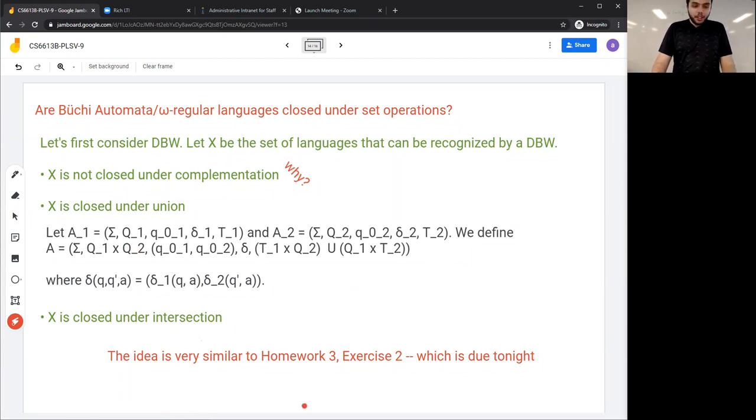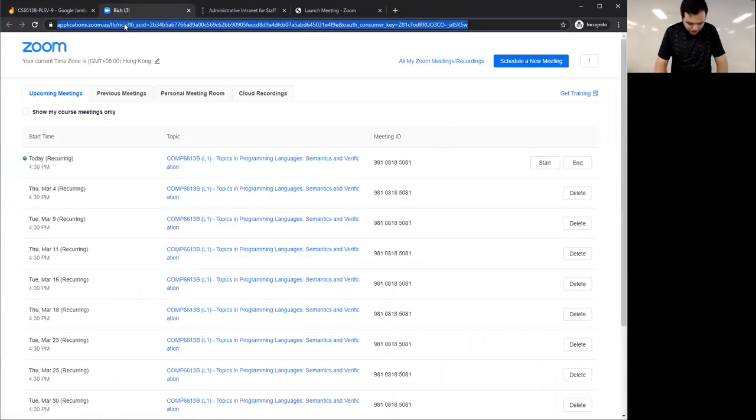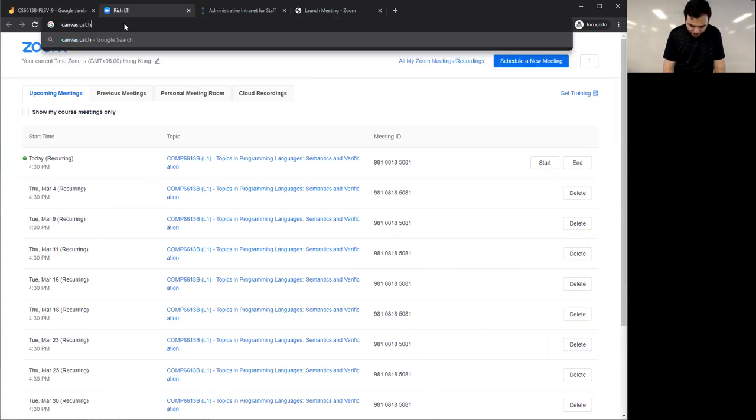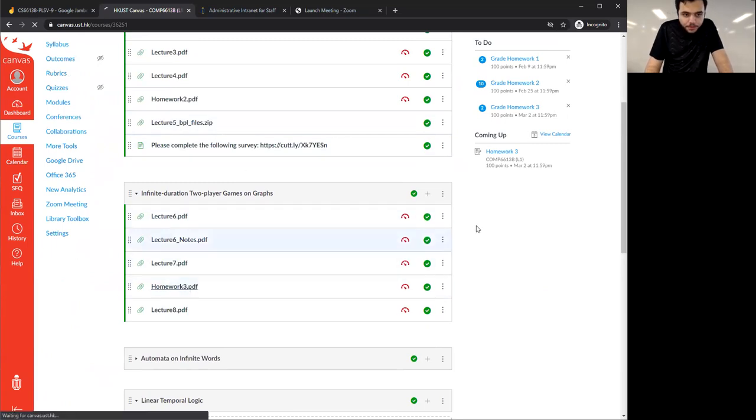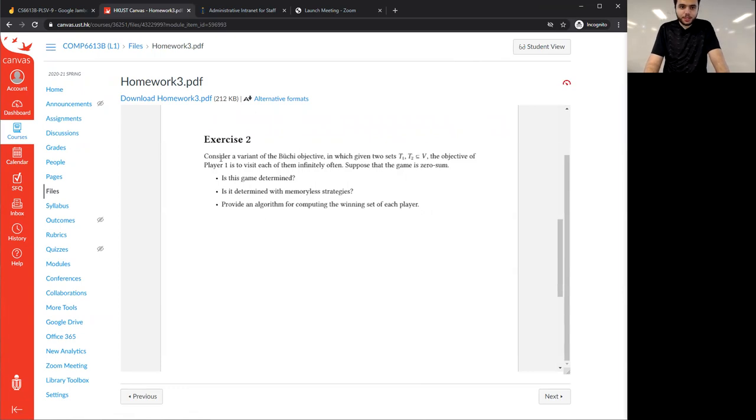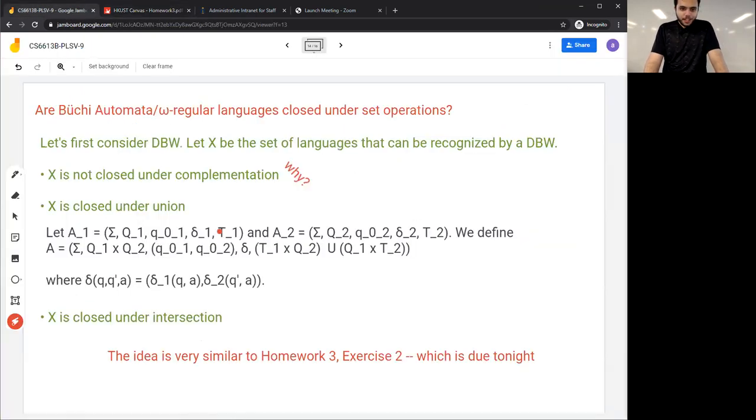It's also closed under intersection. I'm not going to give you the solution for that, because it is basically exercise 2 in the homework that is due tonight. Let's see if I can show you the exercise. Exercise 2 said: consider a variant of the Büchi objective in the games where you have two different sets, T1 and T2, and your objective is to visit each of them infinitely often. It asked you for an algorithm. This is exactly intersection, because you have two different automata and you want to visit the accepting states of each one of them infinitely often. This is the same as that exercise. So I'll probably never show you the solution.